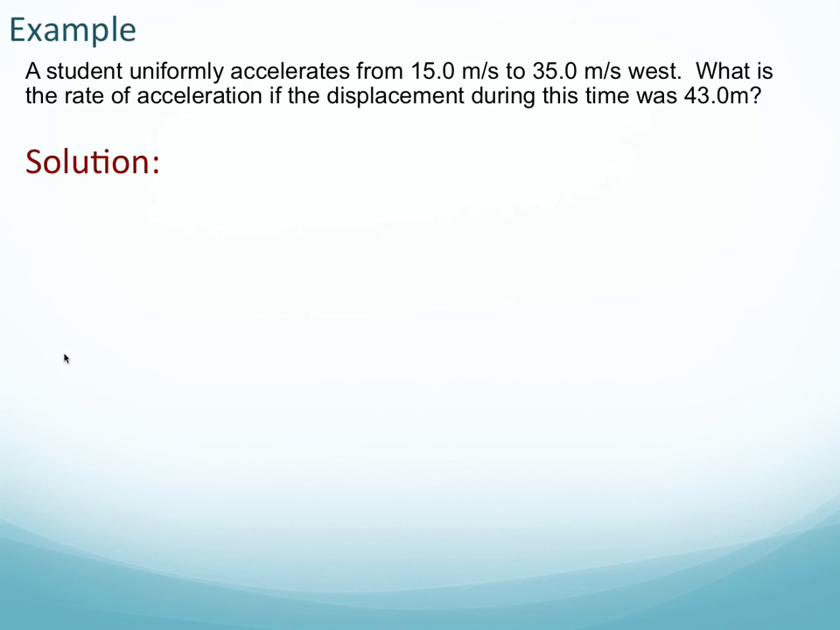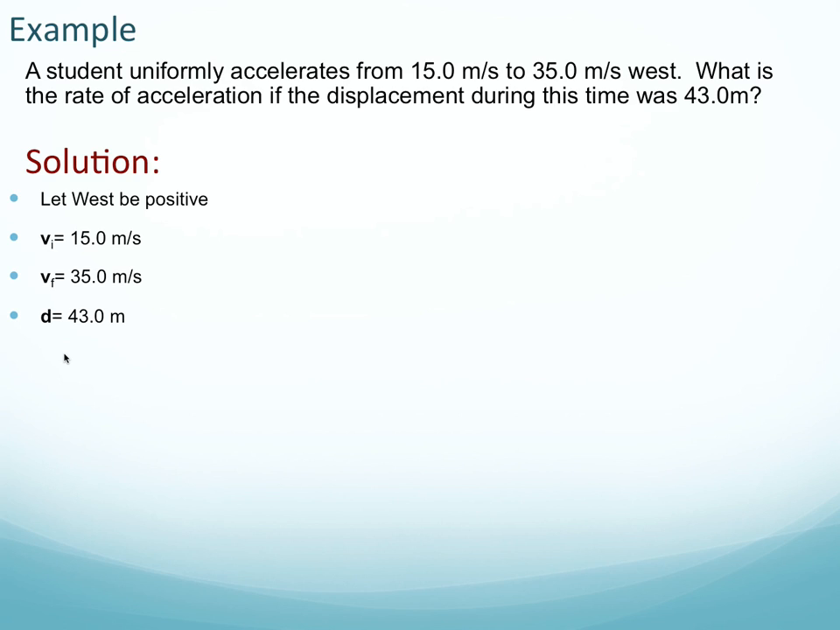So the first thing we need to do is write down what's given. We know that the initial velocity is 15 meters per second. We know the final velocity is 35 meters per second. And we also know the displacement is 43.0 meters.